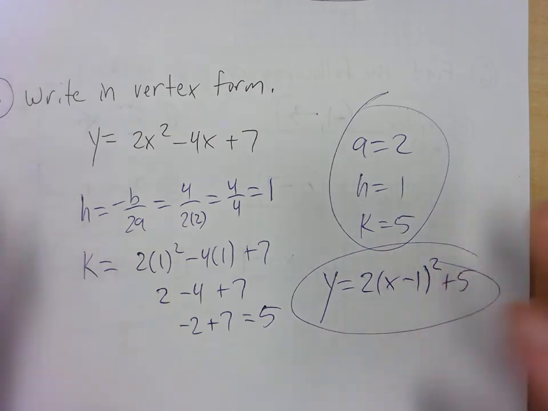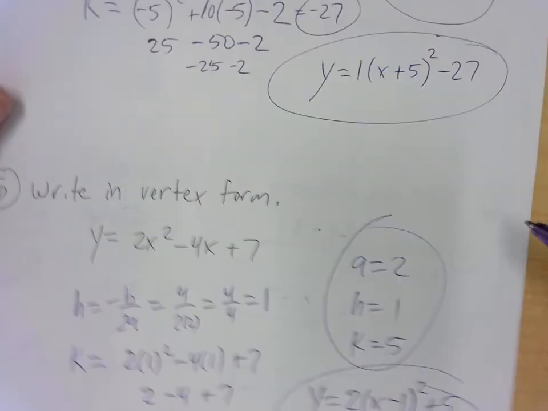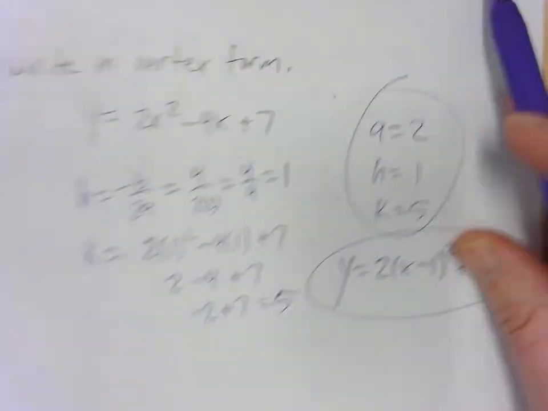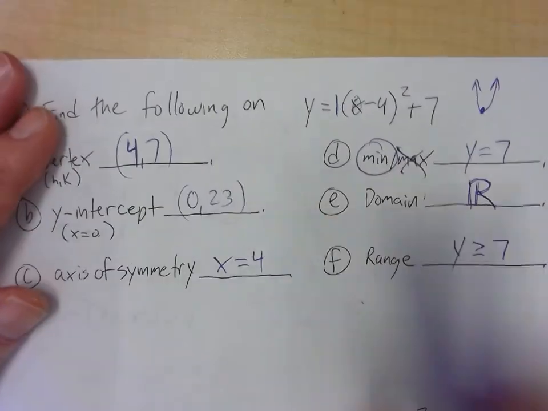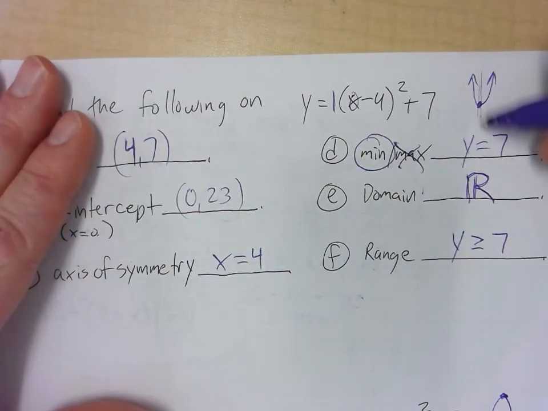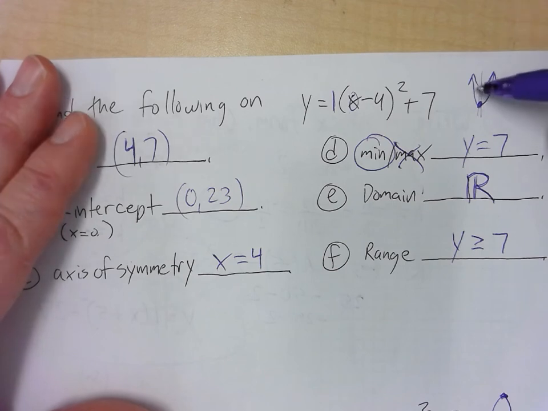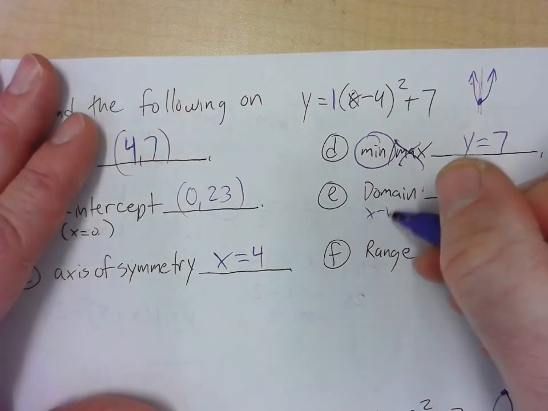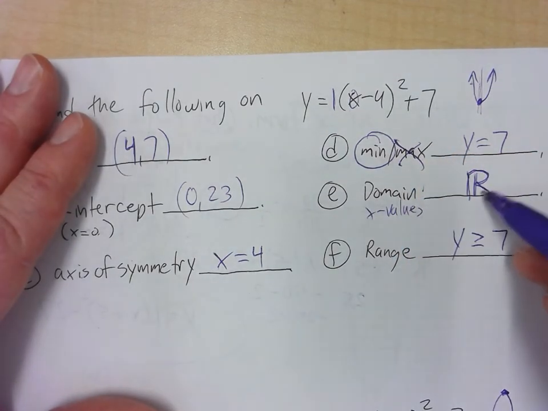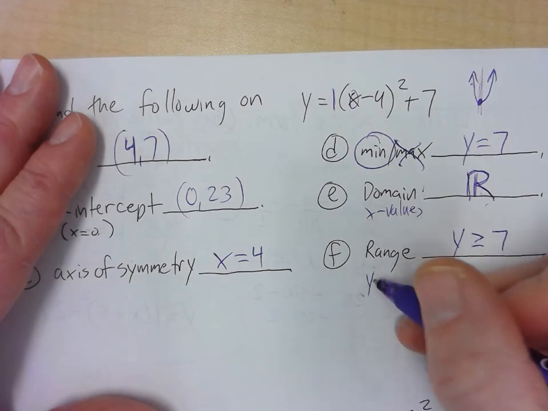All right, so basically this touches on converting between the two forms, between vertex form and standard form. It asks all the questions about the different parts of the parabola, the axis of symmetry, the intercept where it crosses the y-axis, and then the domain and range. Remember, the domain is your x values, and that's all real numbers, and then the range is the y values.